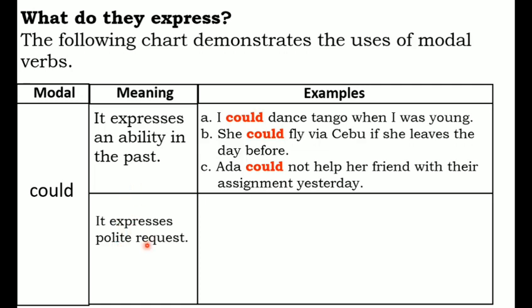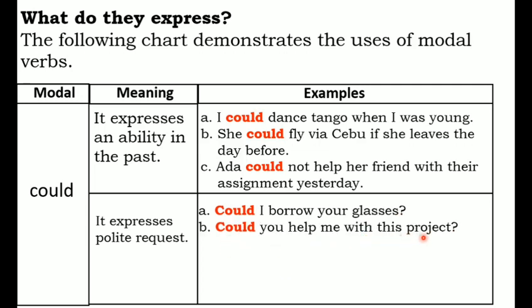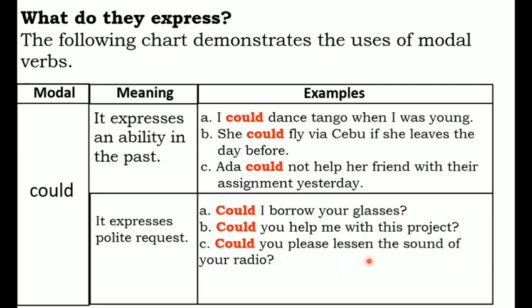Next, it expresses polite request. Example, could I borrow your glasses? Could you help me with this project? Could you please lessen the sound of your radio? All right. All these sentences show polite request.